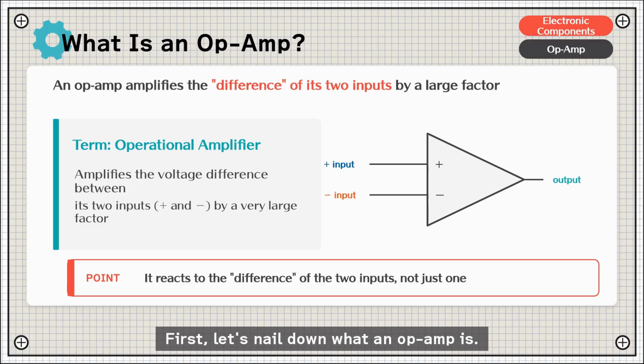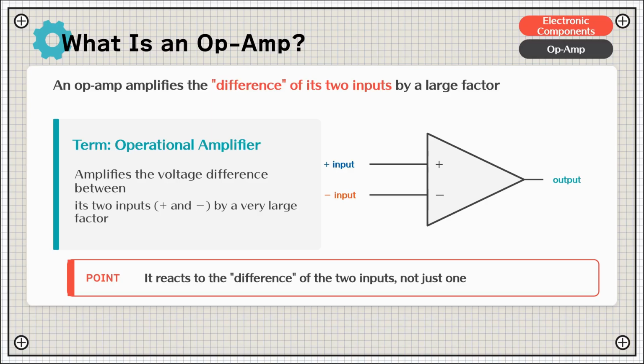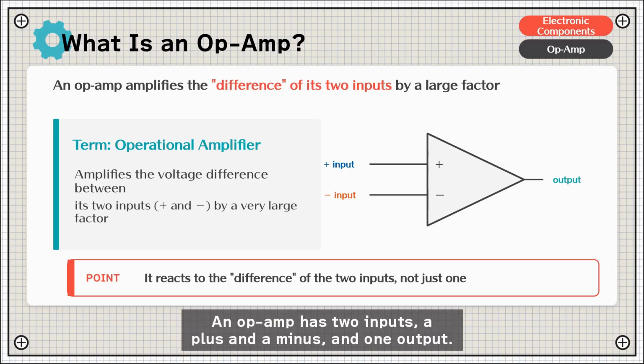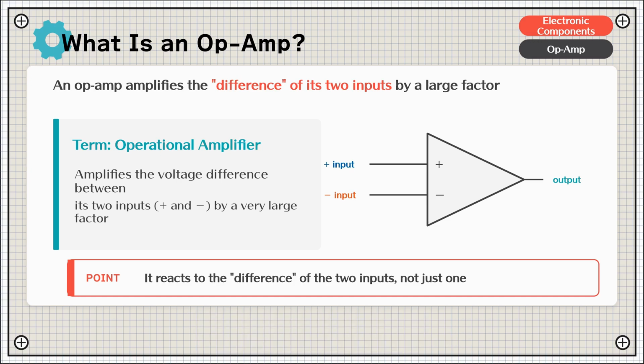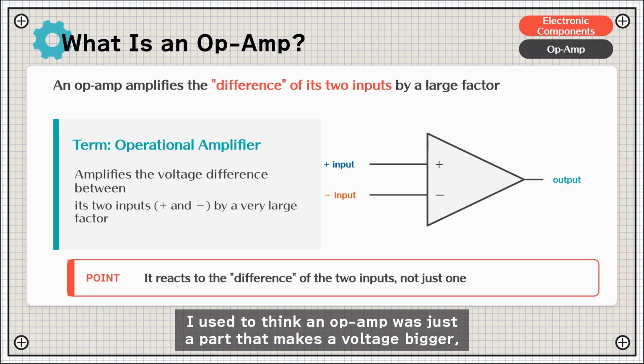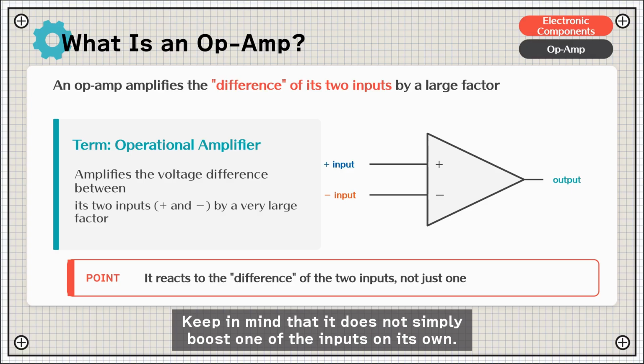First, let's nail down what an op-amp is. An op-amp has two inputs, a plus and a minus, and one output. The most important thing here is that an op-amp amplifies the difference in voltage between its two inputs. I used to think an op-amp was just a part that makes a voltage bigger, but in fact it responds to the difference between the two inputs.